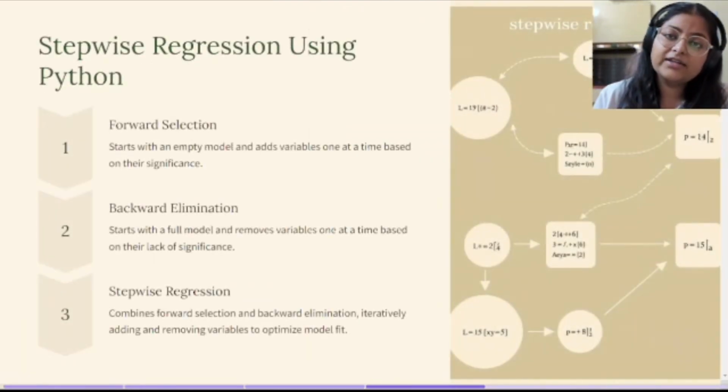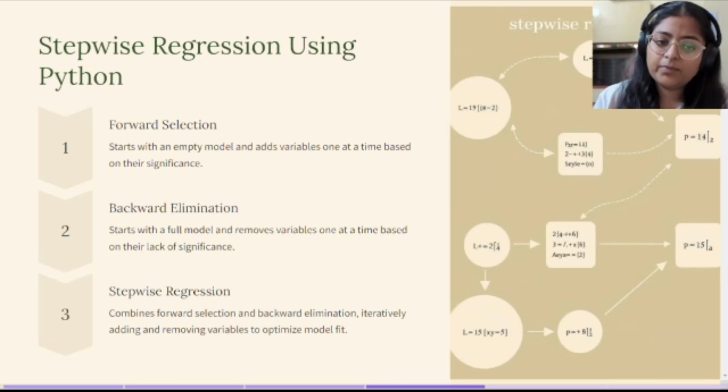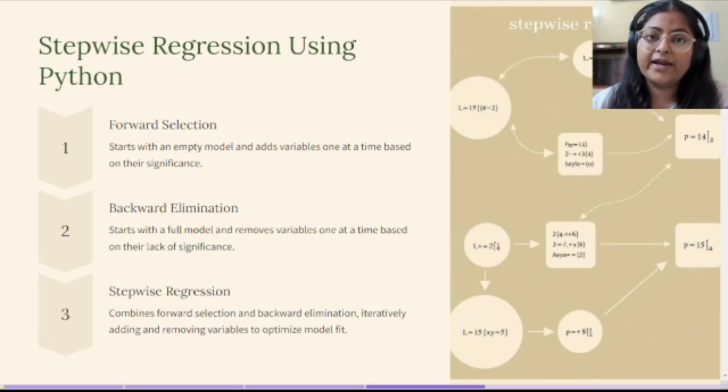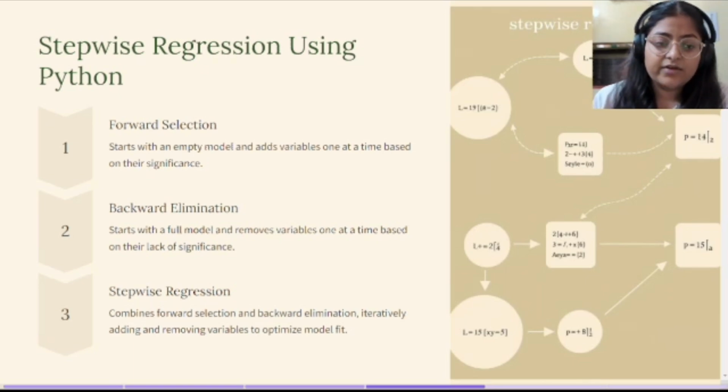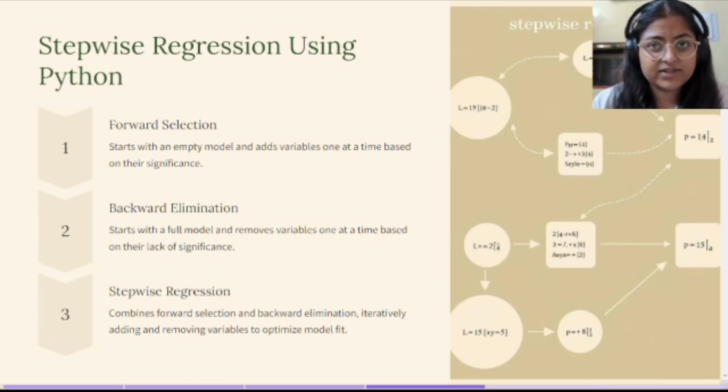Now let's see the various stepwise regression methods using the Python language. Moving forward, we will see the code. Here we are seeing only the theory portion. Forward selection is the first step. It starts with an empty model and adds variables one at a time based on their significance. The second step is backward elimination. We start with the full model and remove variables one at a time based on their lack of significance.